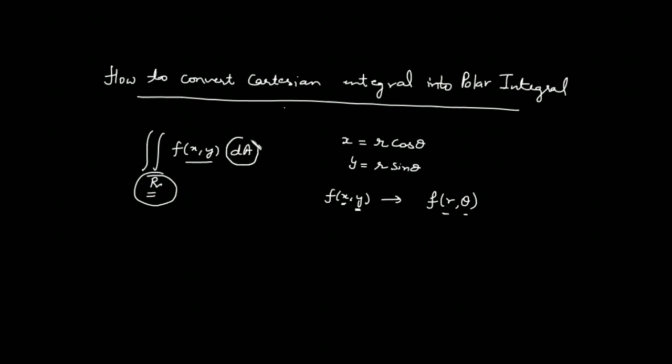So we have to convert this dA, where dA is dx into dy or dy into dx, whatever. We have to convert this into dr d theta. Basically this area in Cartesian is replaced with r times dr d theta in polar. Now see how.